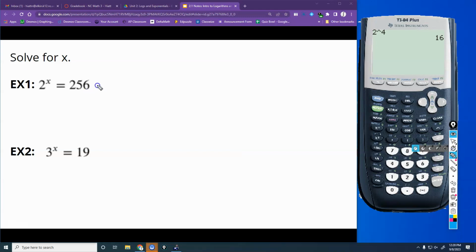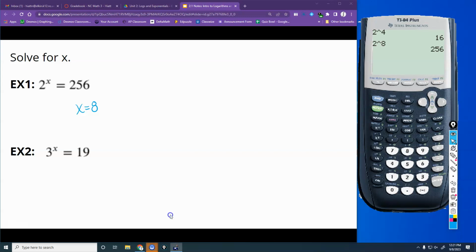Okay, that first one, Paloma's saying x equals 8. Is that what you got, Rhett? Yeah. Okay, if I check it, 2 to the 8th power, I got 256. Okay, that was good. X equals 8. How about number 2?